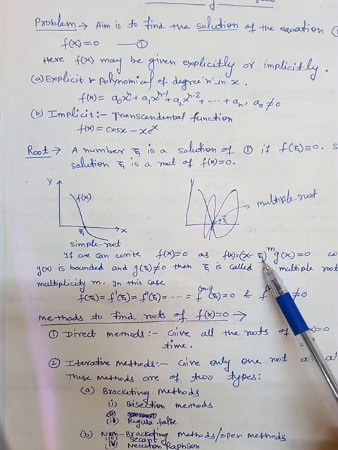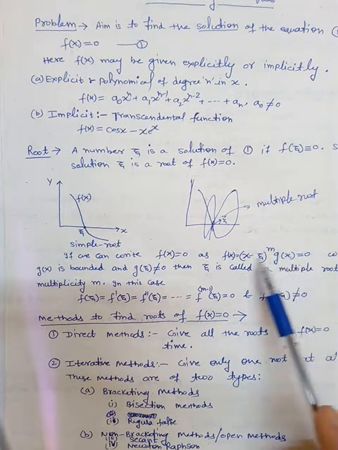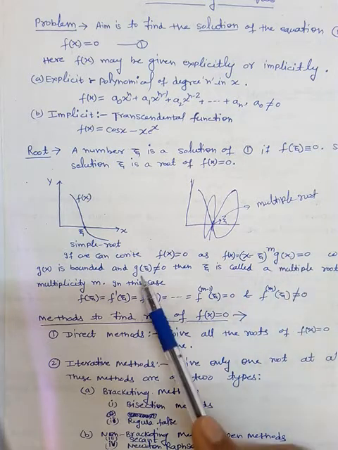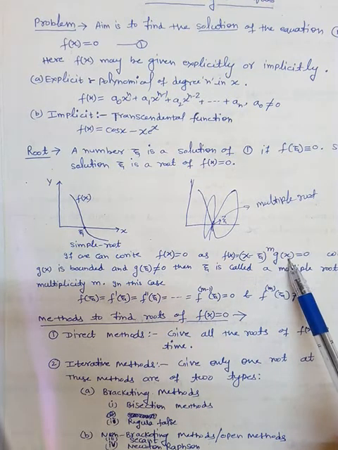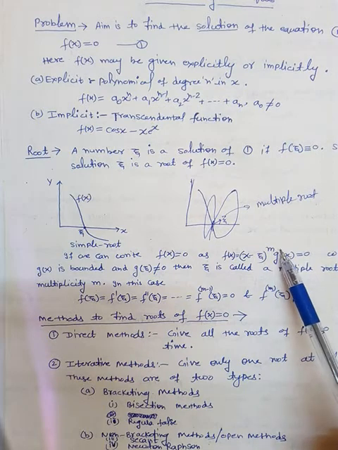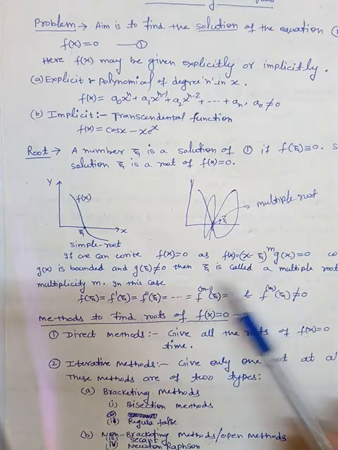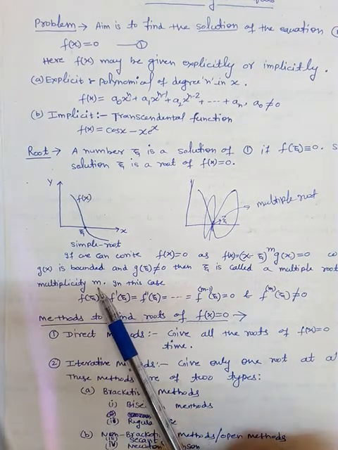That means xi is a root, and how many times is it repeated? m number of times. So we have extracted all the factors, and now the final g of x is this, where obviously g of xi is non-zero. Otherwise you can again extract x minus xi from here, and then the multiplicity will be m plus 1, one more time increase. So here xi is called the multiple root of multiplicity m.